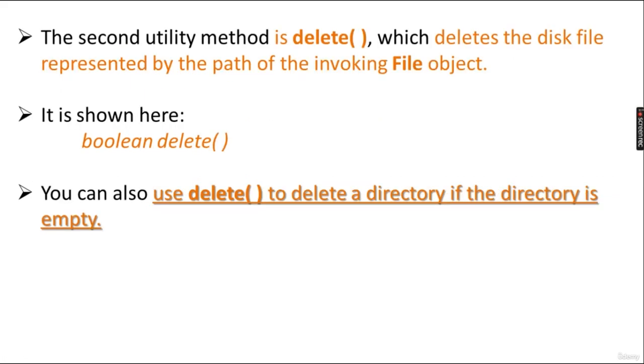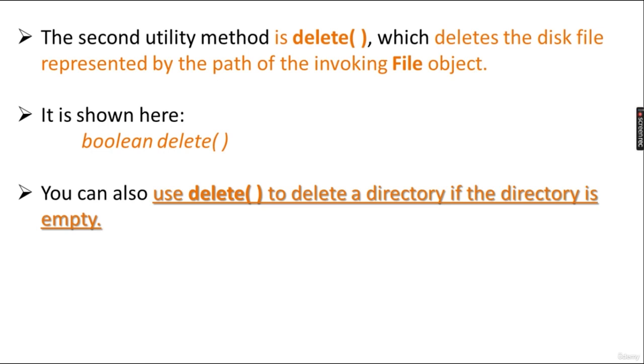The second utility method is delete, which deletes the disk file represented by the path of the invoking file object. So when you call file.delete, first you will create a file object. In that you will specify the path where the file is located, and after that you call file.delete. After that, that file will be deleted. If it is deleted successfully, it will return true. Otherwise, it will return false.